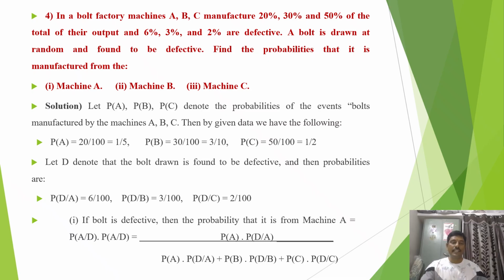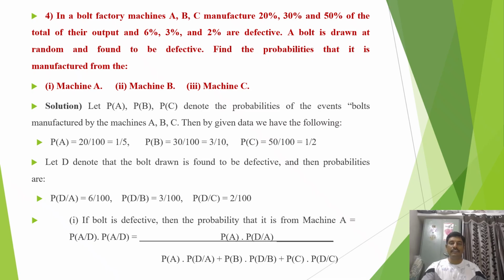In a bolt factory, machines A, B, C manufacture 20%, 30% and 50% of the total output, and 6%, 3% and 2% are defective. A bolt is drawn at random and found to be defective. Find the probabilities that it is manufactured by machine A, machine B and machine C. So here we take P of A, P of B, P of C to denote the probabilities of the events, bolts manufactured by the machines A, B, C.